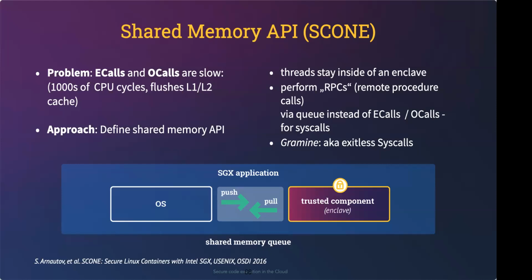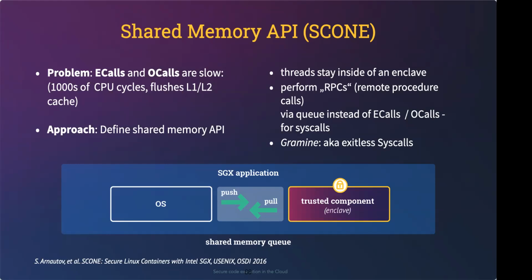So what we did in OSDI 2016, my group, we submitted papers there. Instead of exiting the enclave, we keep the threads inside of the enclave. We use a shared memory queue and perform something like remote procedure calls, which actually gives us a higher throughput. The runtime from Intel, which is called Gramine these days, calls it exitless system calls.